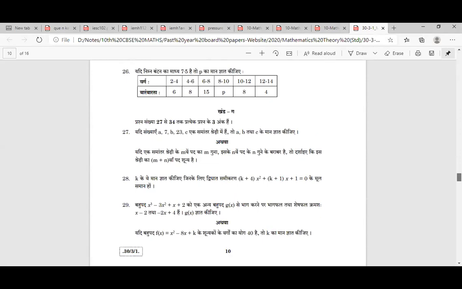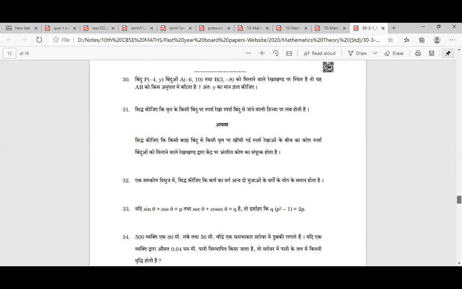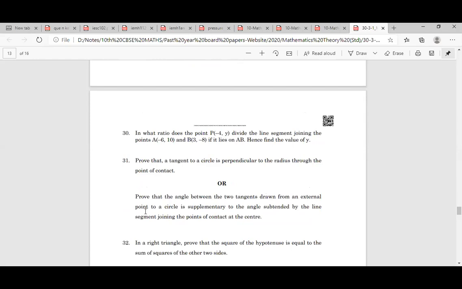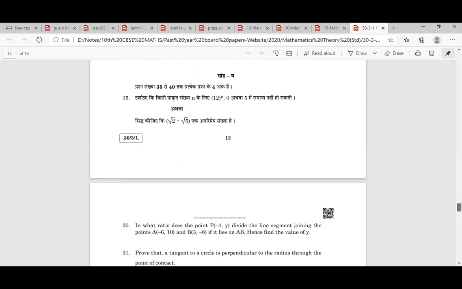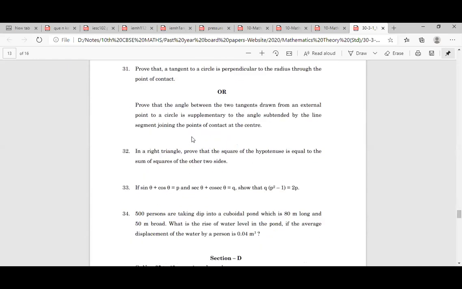I think this year also it was not there. Prove that the tangent to a circle is perpendicular to the radius through the point of contact. Yeah, here. Prove that the angle between the two tangents drawn from an external point to a circle is supplementary to the angle subtended by the line joining the points of contact at the center. This is actually a 1 mark question. They have asked it for 3 marks. 3 or 5? 4 marks. This is actually a 1 mark question. That is what I will tell you next. This proof is also everywhere.